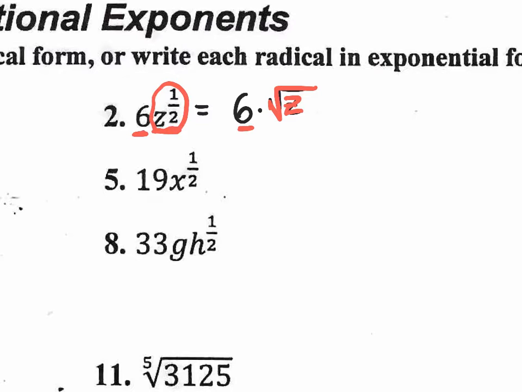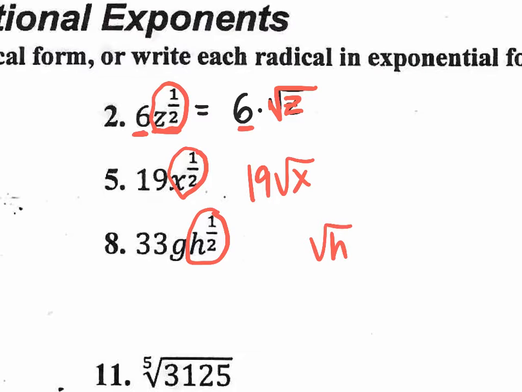Number 5, what's the only thing with the square root? The x. That's really, x to the 1/2 is really the square root of x. Now, what about the 19? Put it in front. How about number 8? What's the only thing with the square root? The h. So that's really the square root of h. And what about everything else? Put it in front. Stays the same. And like I said, we're not even simplifying here. We're just rewriting.